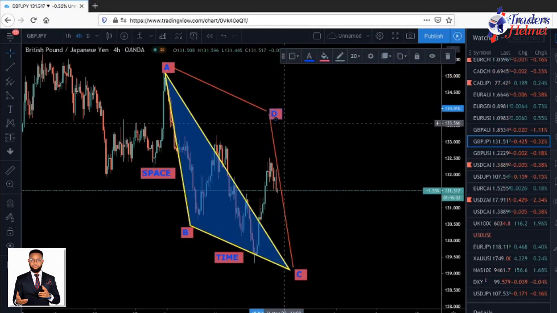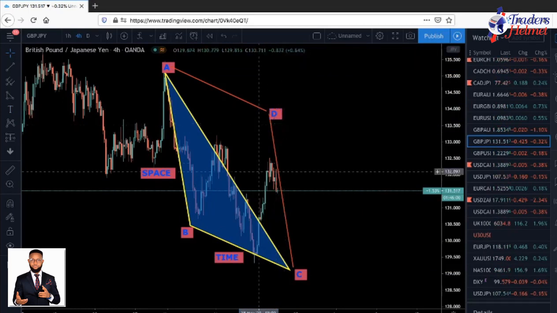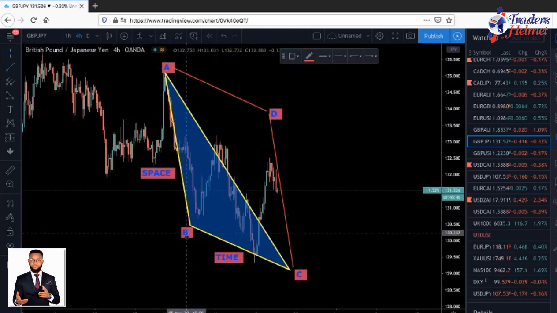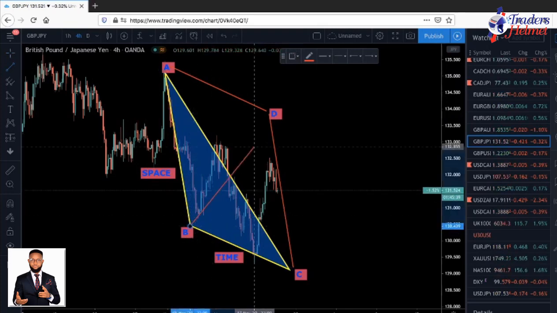Point D of your rhombus is your take profit. This point is always take profit. This is always your take profit 2, not even take profit 1. Now, let's go. Get your trend line, draw a trend line from point B to point D.